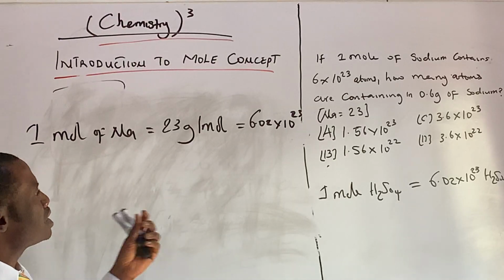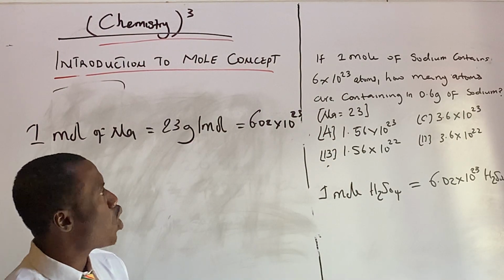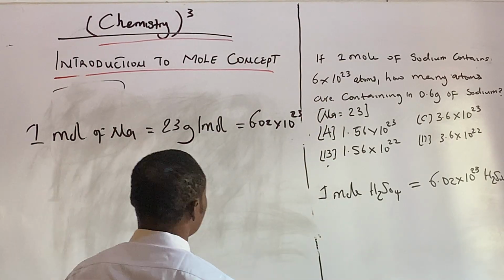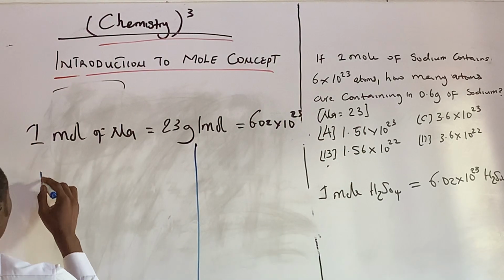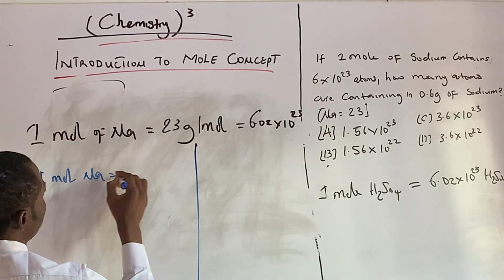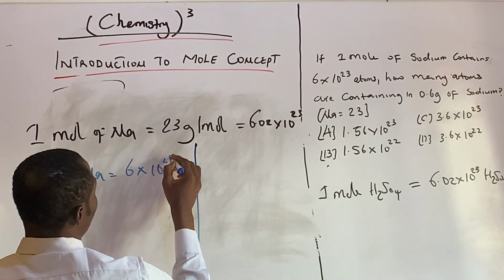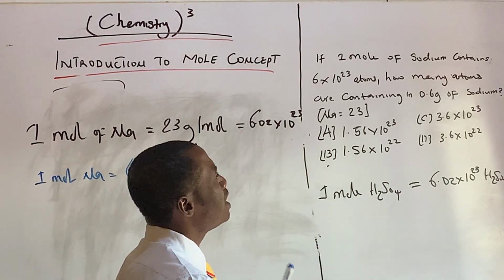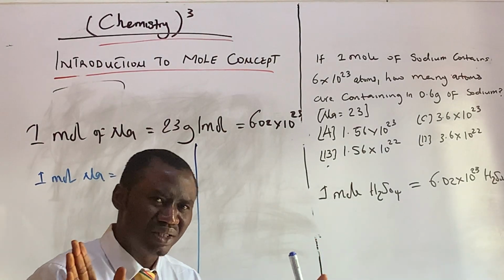Now, using this illustration, let's deal with this question up there. It says that 1 mole of sodium contains 6 times 10 raised to the power of 23 sodium atoms. Now, how many moles are contained in 0.6 gram of sodium? Don't be afraid, just relax.